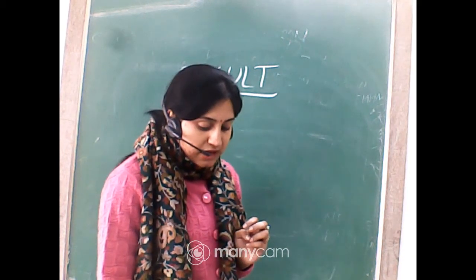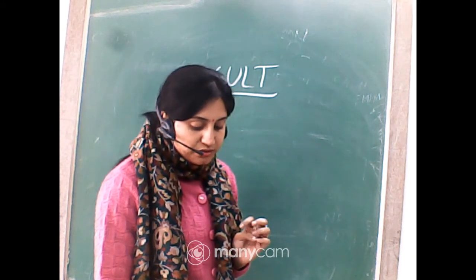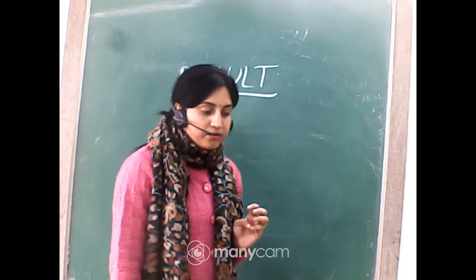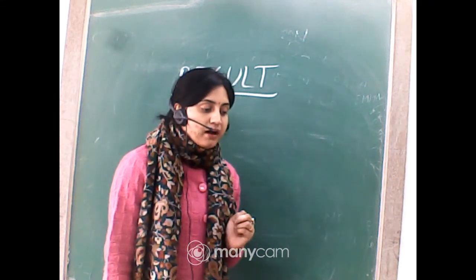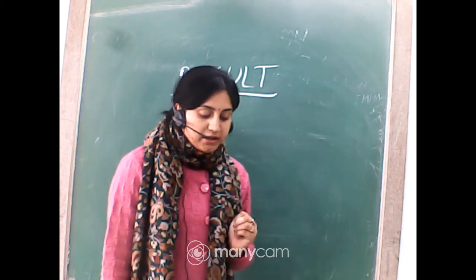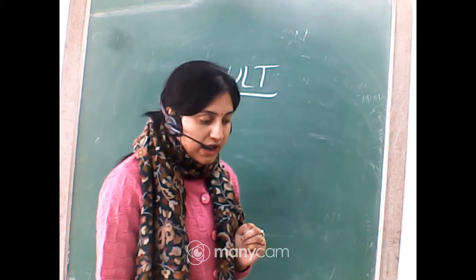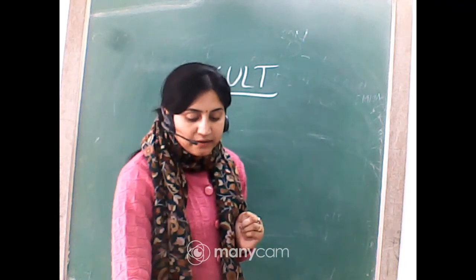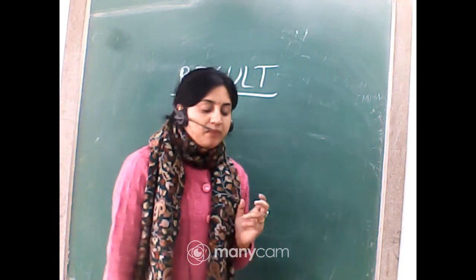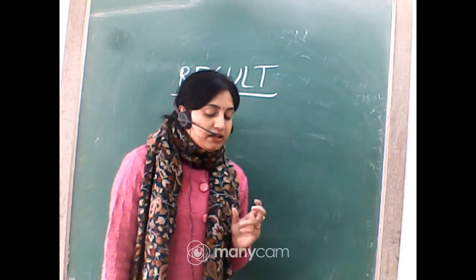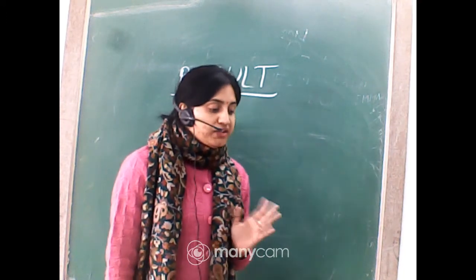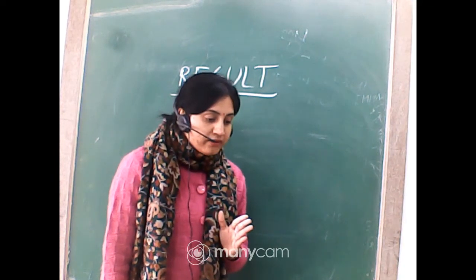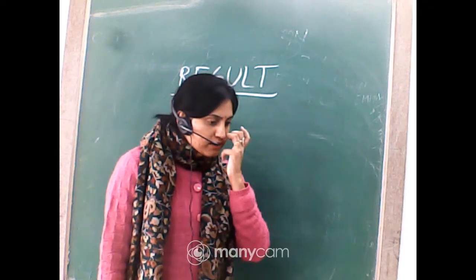So first result, striated muscles are multinucleated tissue. Striated muscles are multinucleated tissues which have characteristics of light and dark bands. No, never repeat. What is this?